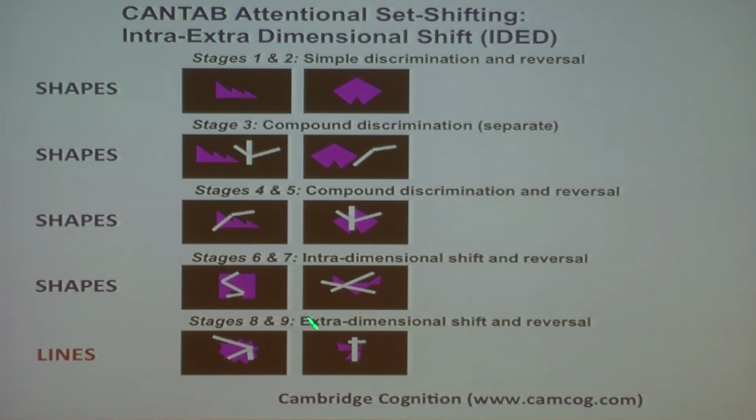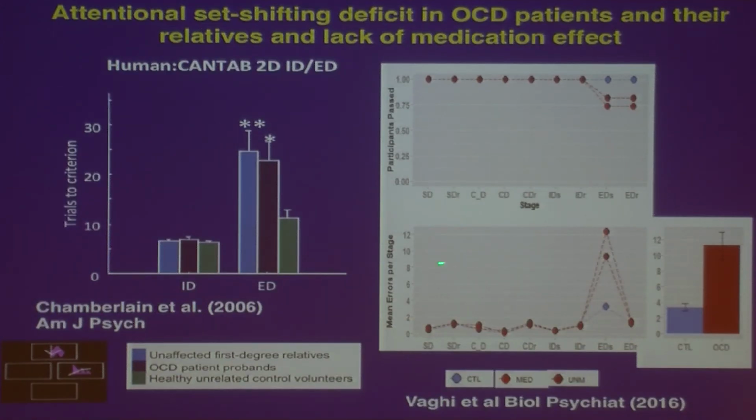So this is the CANTAB test as used in humans, and it runs very quickly in about 15 minutes. Subjects are initially trained to learn about shapes, and then suddenly they're shifted to lines. It's the same principle as the monkey, with the same stimuli, actually. And patients with OCD are very bad at shifting. As you see here, they take more trials to learn to criterion, as do their relatives. So these are the unaffected first-degree relatives. The normal learning is okay, but the shift is selectively impaired in these two groups. So cognitive rigidity may be an endophenotype in part for OCD.